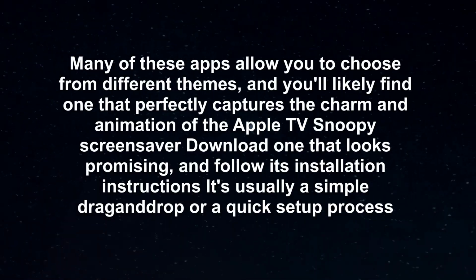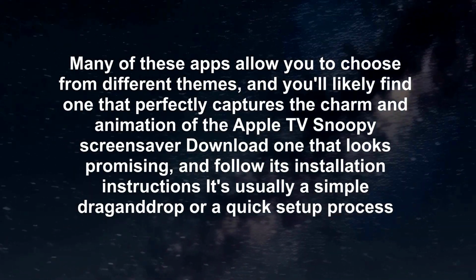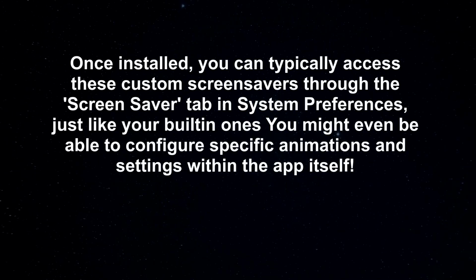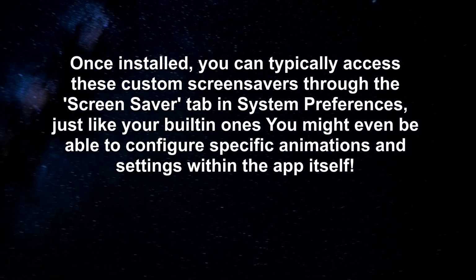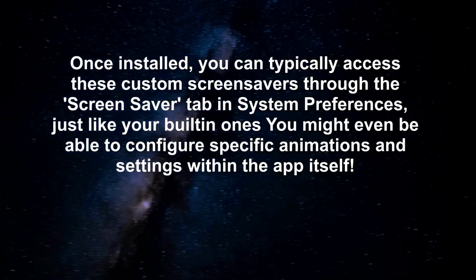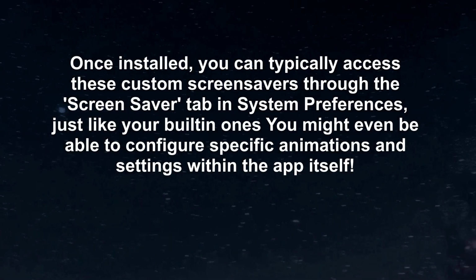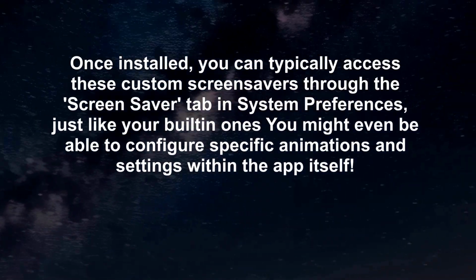Download one that looks promising, and follow its installation instructions. It's usually a simple drag and drop or a quick setup process. Once installed, you can typically access these custom screensavers through the Screensaver tab in System Preferences. Just like your built-in ones, you might even be able to configure specific animations and settings within the app itself.